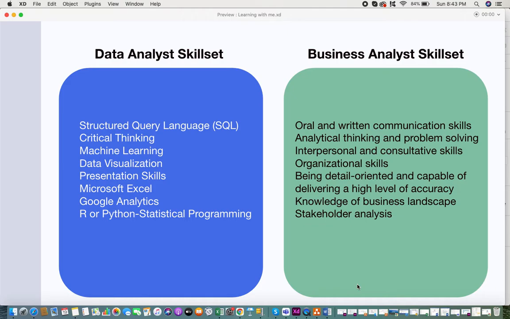Looking at the skill sets of a data analyst and a business analyst, let's start with the data analyst. The skill sets are basically Structured Query Language, also known as SQL, then critical thinking, machine learning, data visualization, presentation skills, Microsoft Excel, Google Analytics, and R or Python statistical programming. The business analyst should have skill sets like oral and written communication skills, analytical thinking and problem solving, interpersonal and consultative skills, organizational skills, being detail oriented and capable of delivering a high level of accuracy, knowledge of the business landscape, and also stakeholder analysis. So you would see that the data analyst skill set is mostly technical, and the business analyst skill set is a little bit analytical with managerial skills.